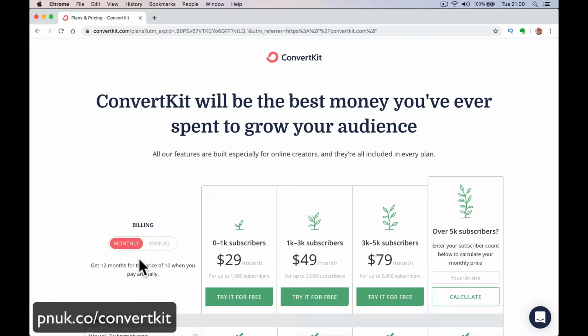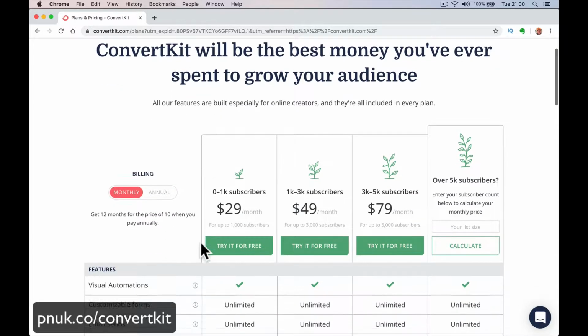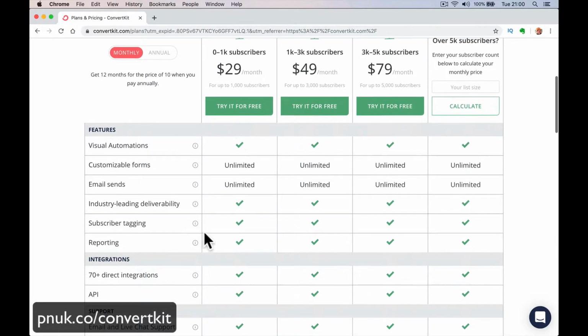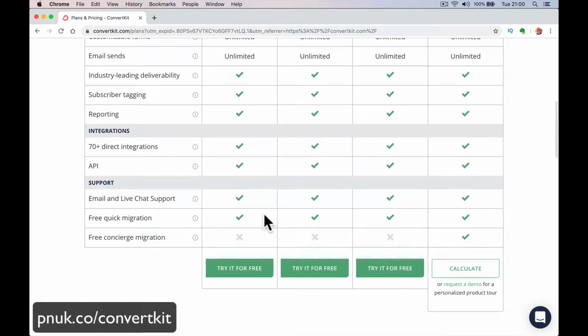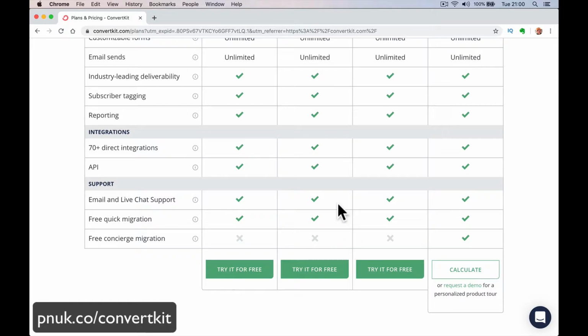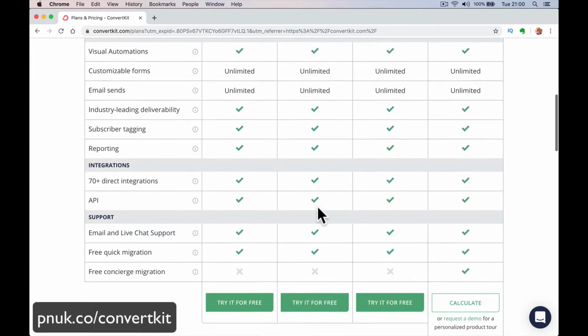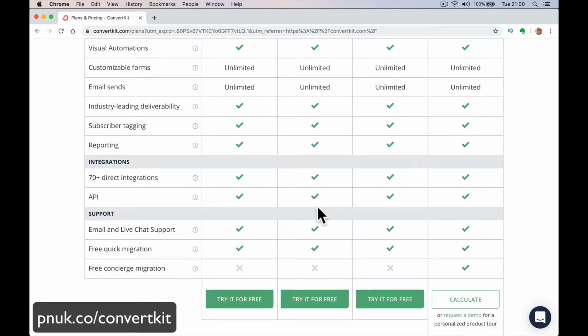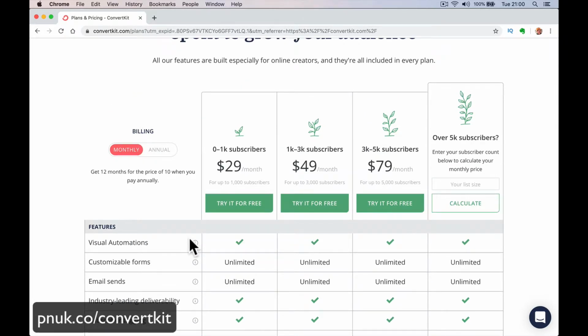The first 1,000 subscribers are $29 a month. So you're going to get everything unlimited. Everything in here is the same. It only matters how many subscribers you've got, and these are active subscribers.